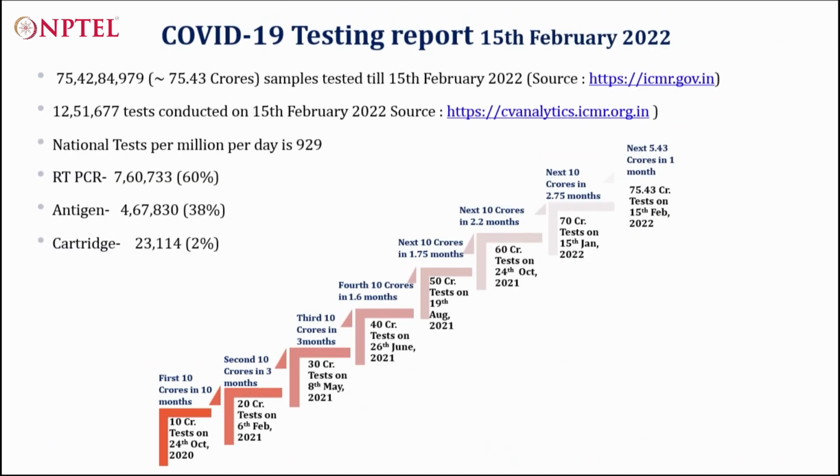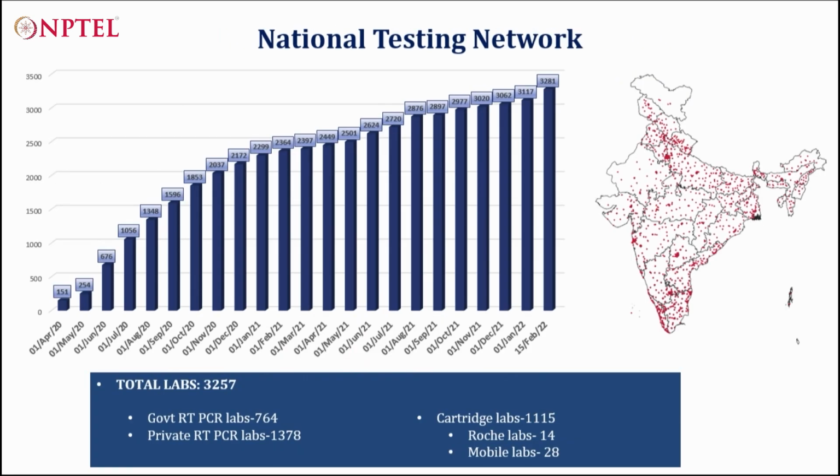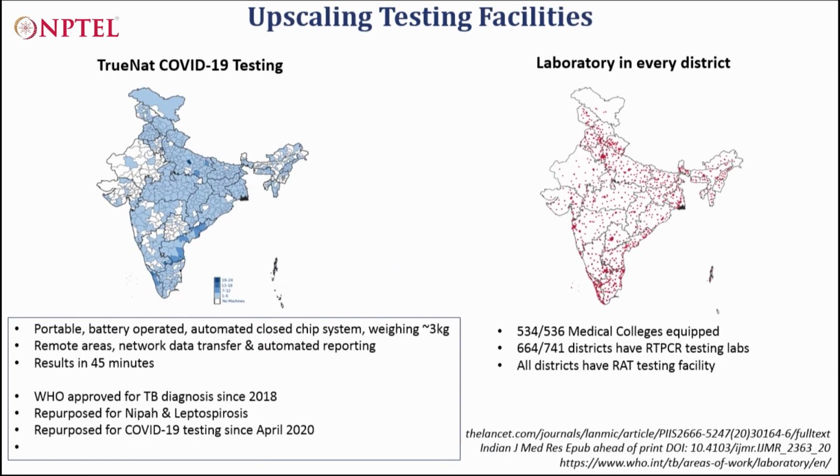In the beginning we were having only one lab, now we have more than 3000 labs, testing enhanced, and we have tested more than 75 crore tests and more than 12 lakh tests conducted, and national test per million is 22,929, RT-PCR 7 lakhs, antigen testing was also started. So, testing we enhanced to a significant level from one lab in March 2020 to more than 3000 labs today. Then testing facility across the India, from the remote part of the country, from Andaman Nicobar to Leh and Ladakh, from the northeast to any area.